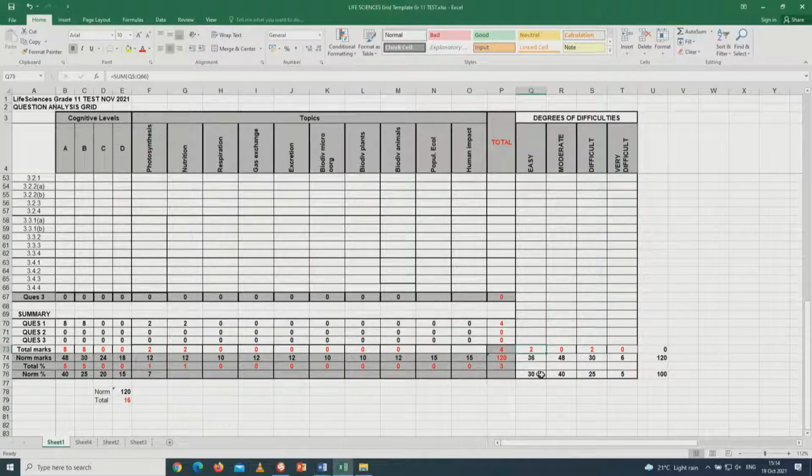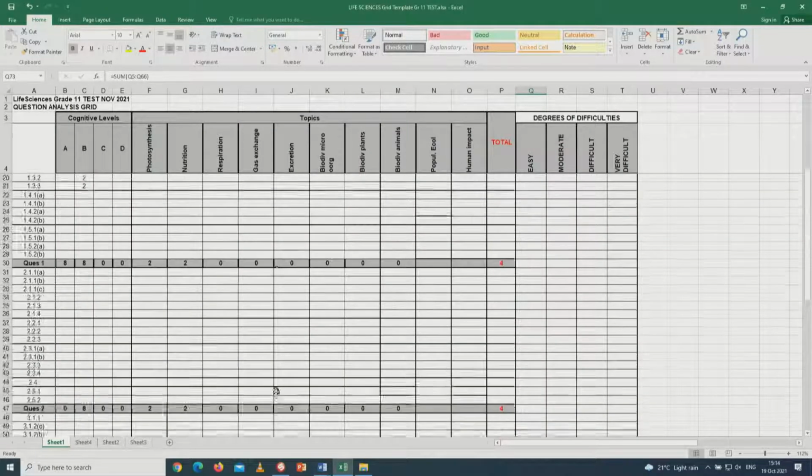There's the norm as it should be, and there's the marks. Remember, this is percentage. Those are marks out of 120, and they total as you slot them in on top. And even the content slots in.